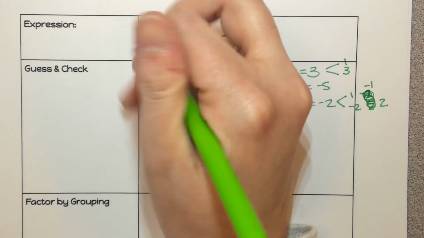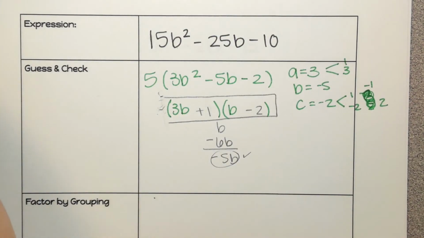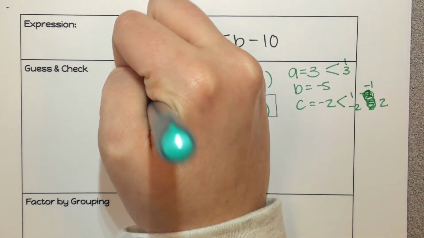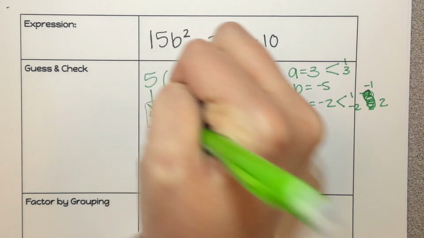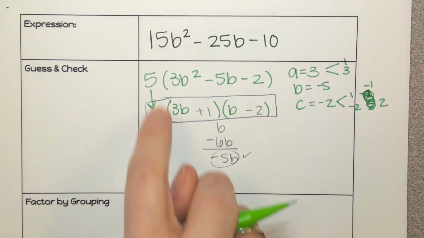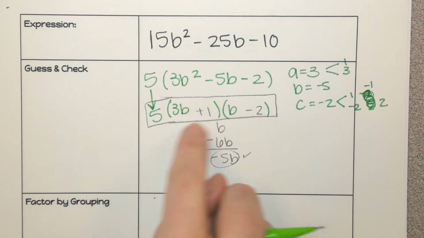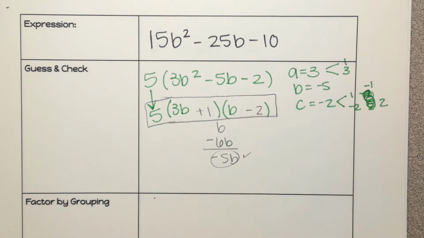And forgive me again, because I almost forgot something. I'm feeling scattered this afternoon, so I do apologize. We have to bring down that GCF. So we have to put that 5 in front of those two factors. Okay, so now we've broken it down to 5, the quantity 3b plus 1, and the quantity b minus 2.